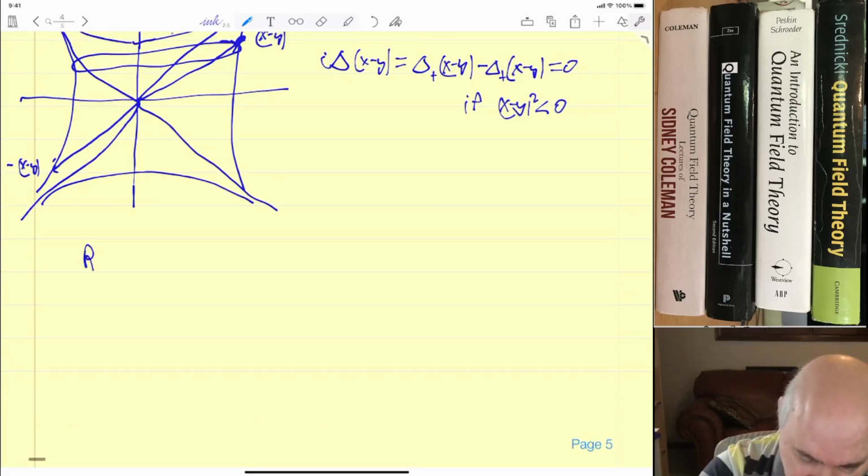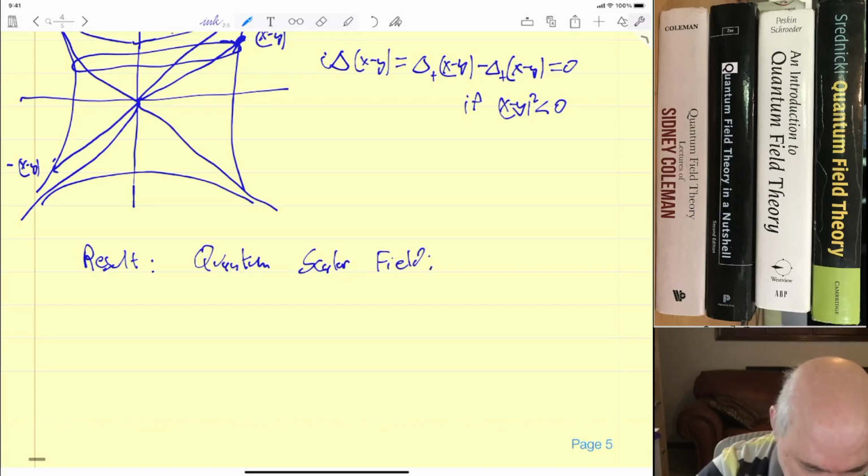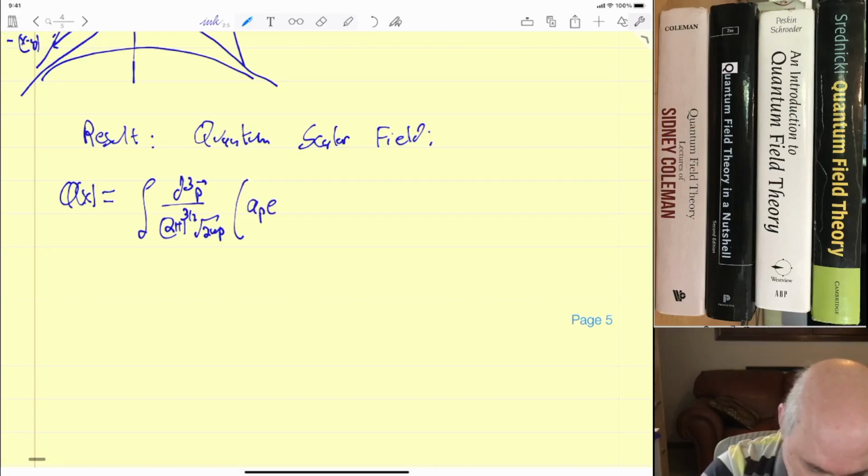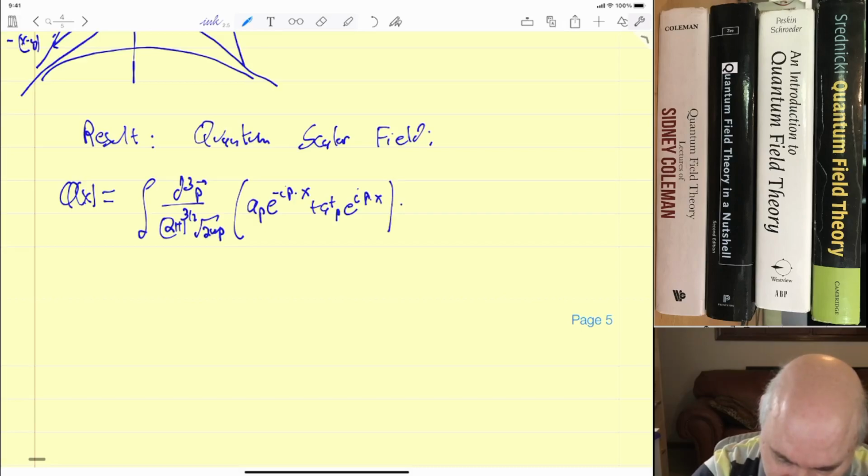So our result, we've established the quantum scalar field. And phi of x is equal to, I'll write them both ways. You'll see them either way in several books. This is with non-relativistic annihilation and creation operators. This is equal to, and this is with relativistic, a relativistic measure.